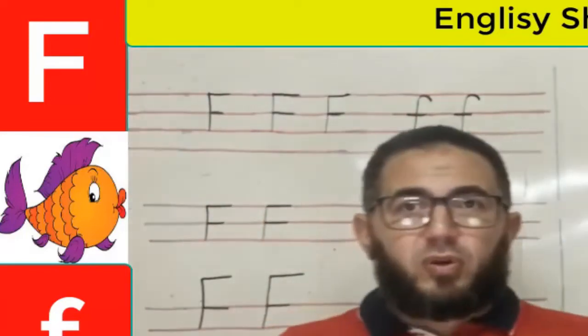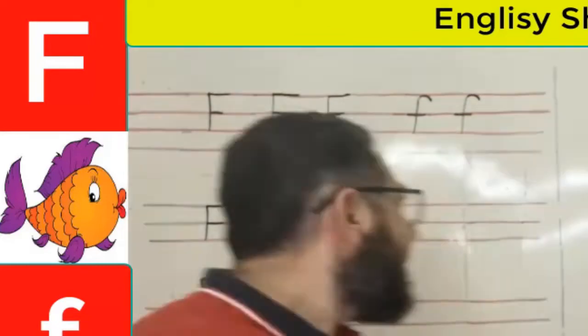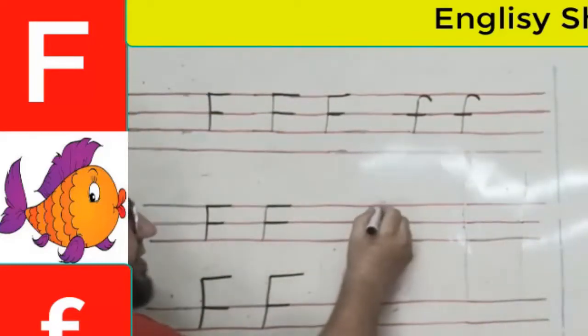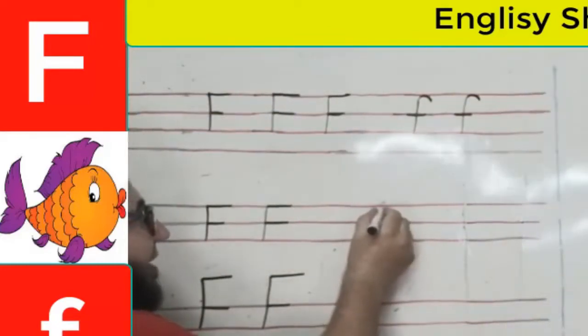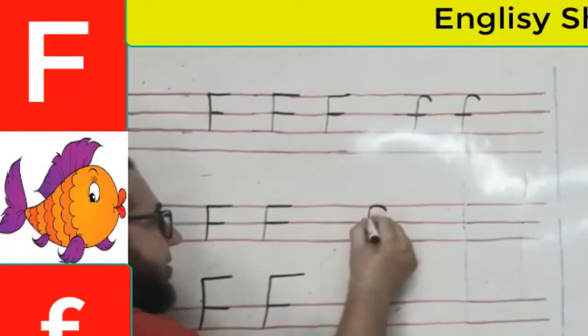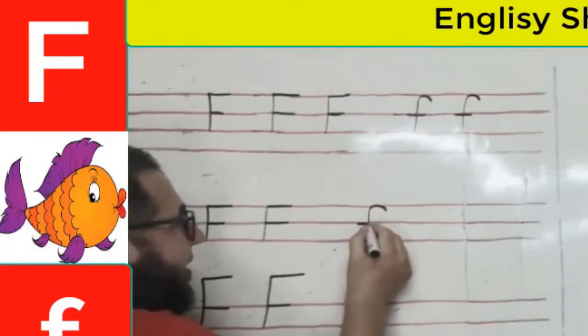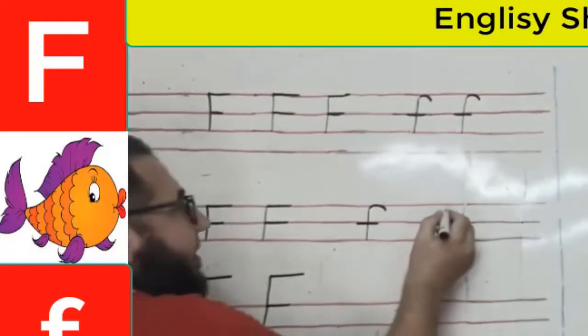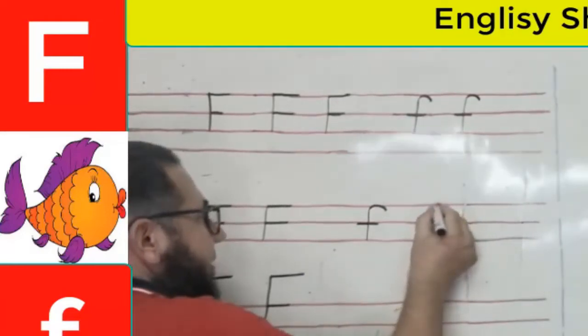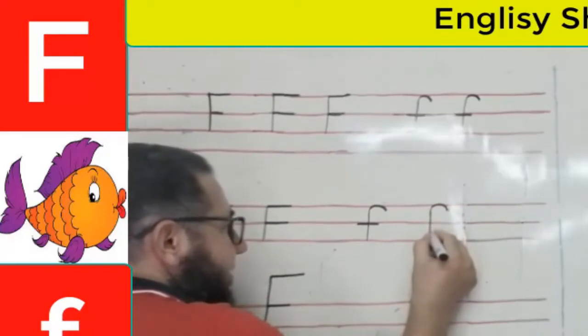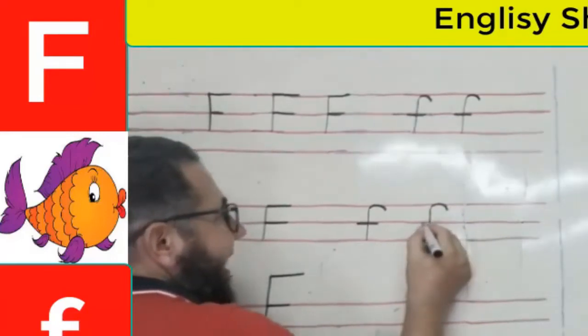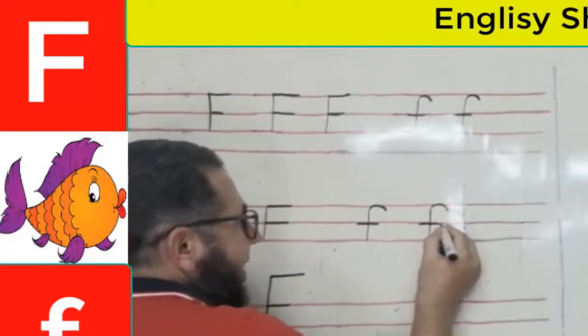Let's see how to write it on three lines. Again, I'll start at the first line with a curved line like that, and then go down to the third line, then make a sleeping line here. Again, a curved line at the top, then go straight down, and a sleeping line like that.